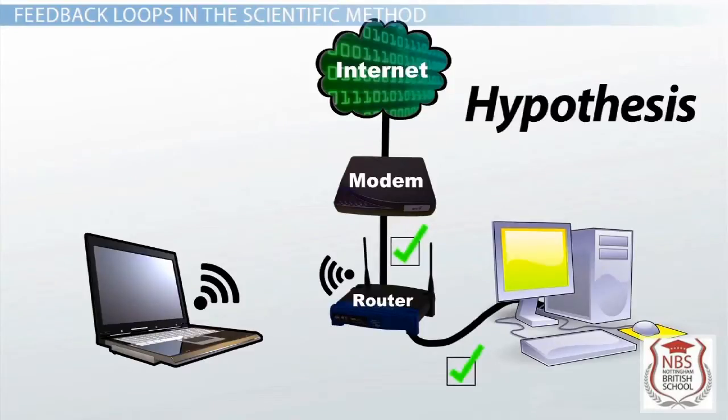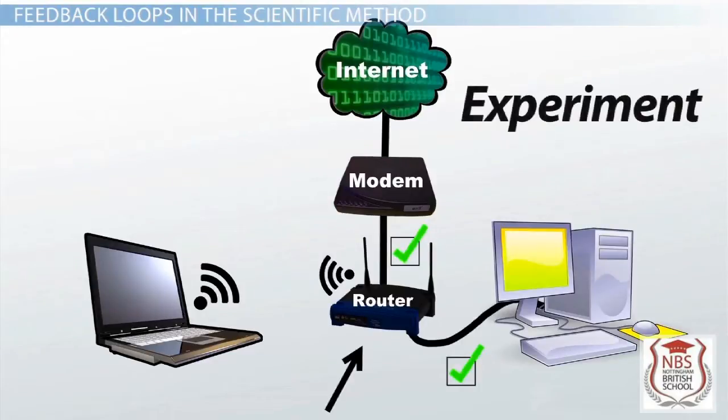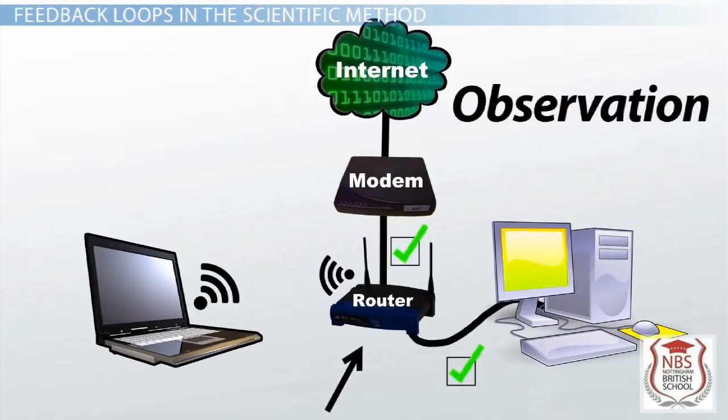I had to form another hypothesis. If both my internet cords are properly plugged in, then there must be a problem with the router. My experiment was to check both cords on the router. My observation was that both cords were plugged in and the router was off.